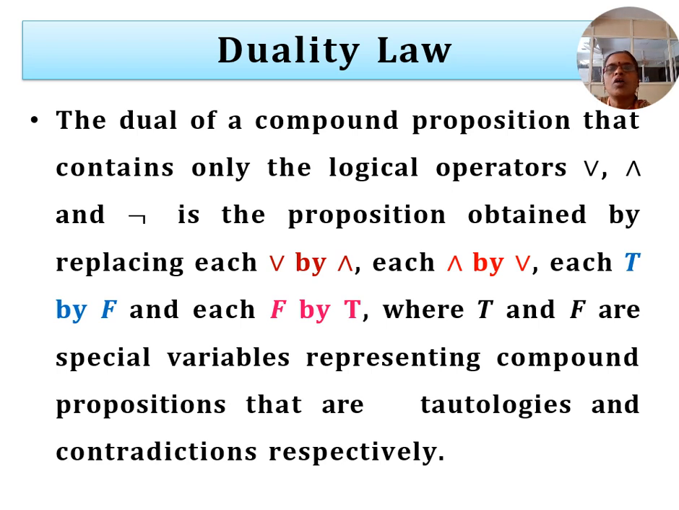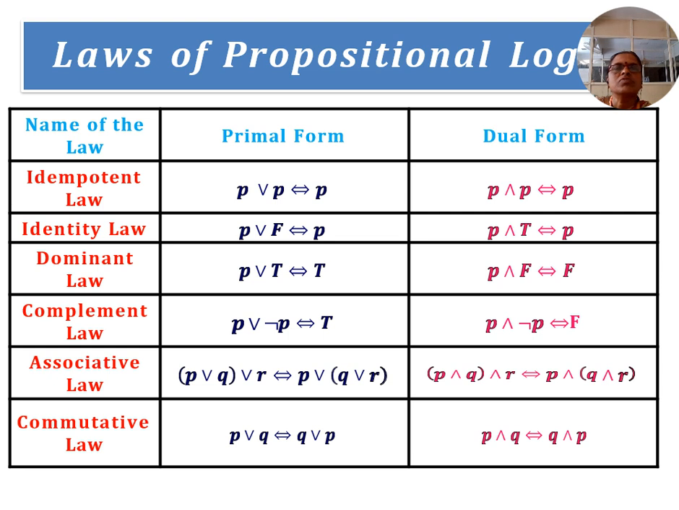Duality: the dual of a compound proposition that contains only the logical operators and, or, and negation is the proposition obtained by replacing each disjunction by conjunction, each conjunction by disjunction, each T by F, and each F by T, where T and F are special variables representing compound propositions which are tautologies and contradictions respectively.